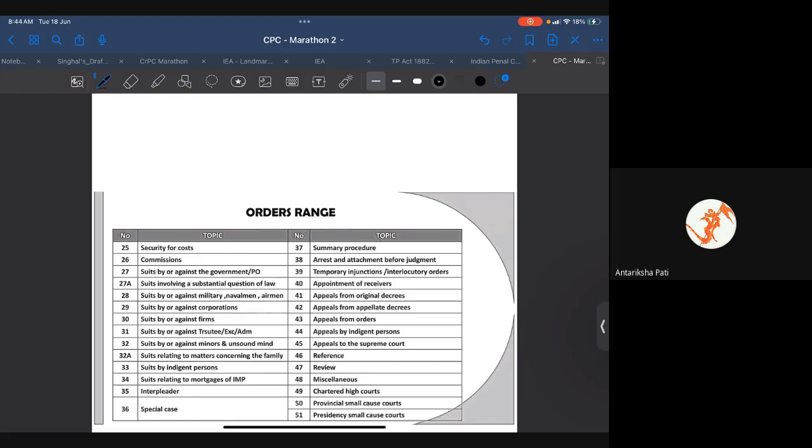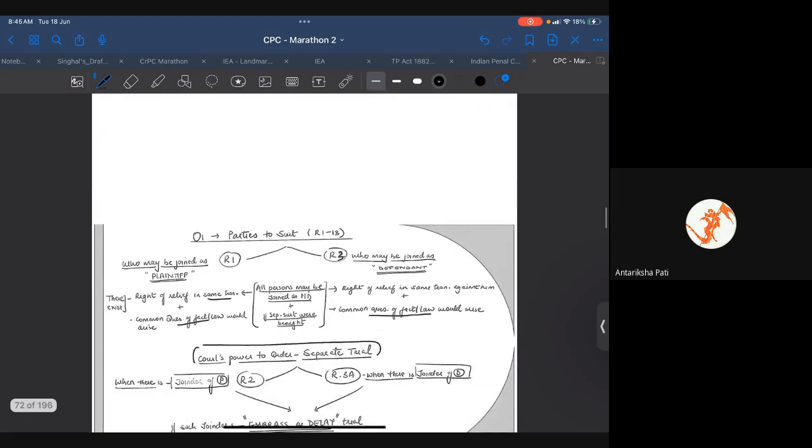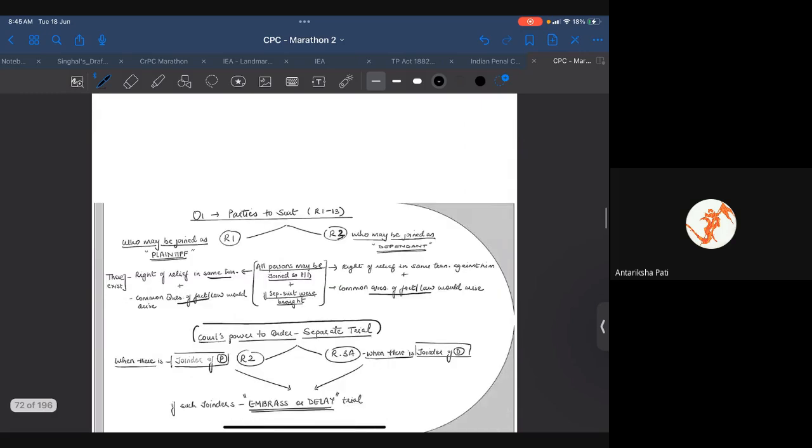44 is appeal by indigent person. 45 is appeal to the Supreme Court. 46 reference. 47 review. 48 miscellaneous. 49 Chartered High Court. 50 Provincial Small Causes Court. 51 Presidency Small Causes Court. These are the orders. Now coming to order 1.